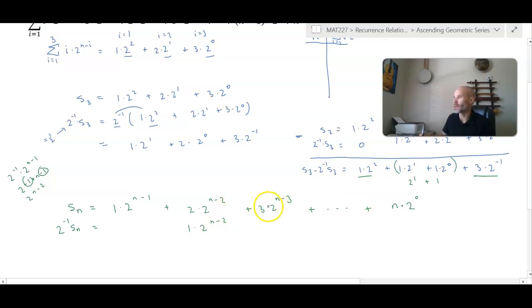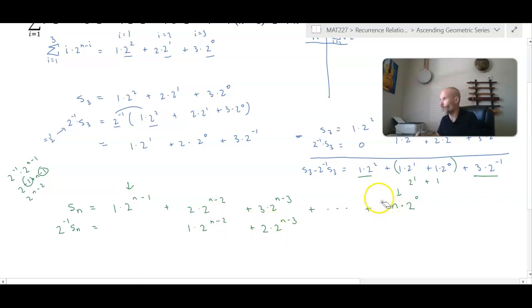Then this term here, we'll have to multiply this by 2 to the negative 1. So that will also decrease its power. And again, I'll shift that so that I have 2 times 2 to the n minus 3 over here. Now notice if we take the difference again, all of these terms except the first term and the last term, all of those are going to have coefficients of 1.